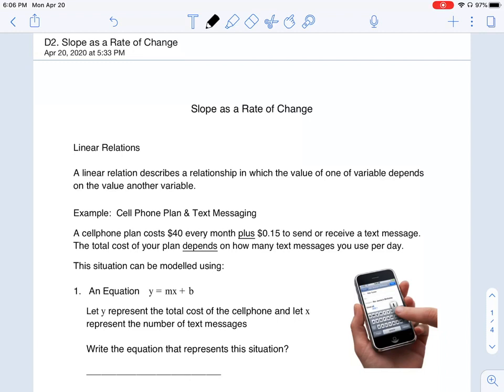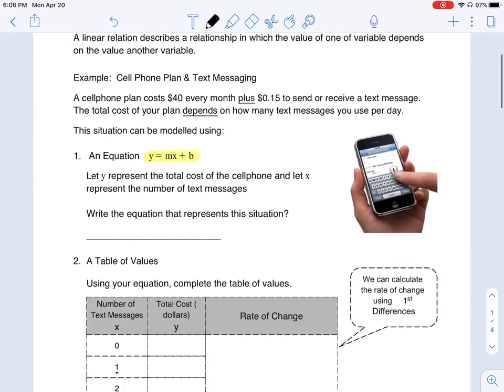A cell phone plan costs $40 every month plus 15 cents to send or receive a text message. The total cost of your plan depends on how many text messages you use per day. This situation can be modeled using the formula, which we may have seen before from last year, y = mx + b. That is our equation for a linear relationship, where we let y represent the total cost of the cell phone and let x represent the number of text messages.